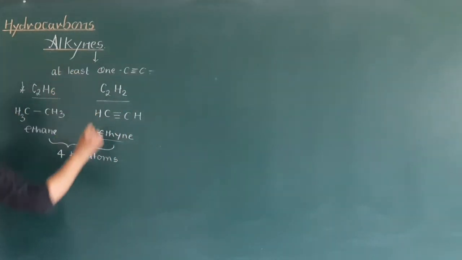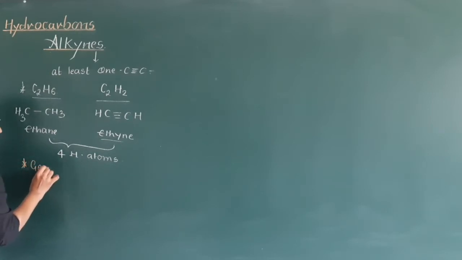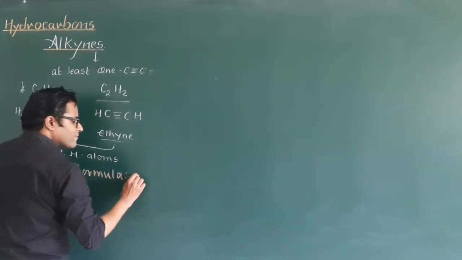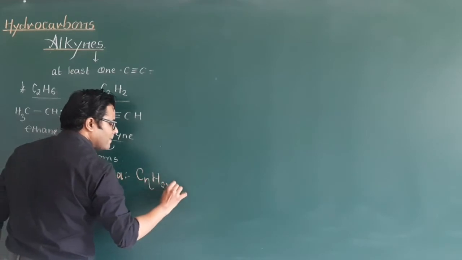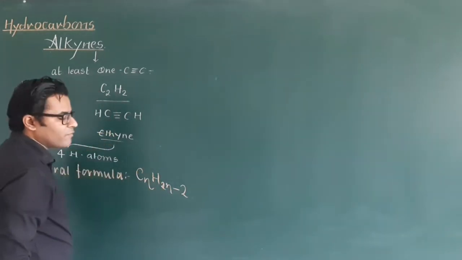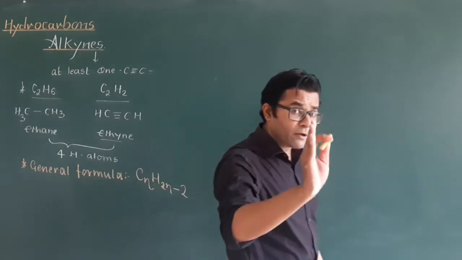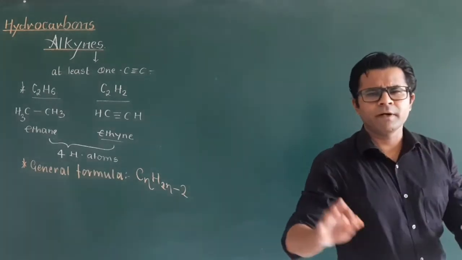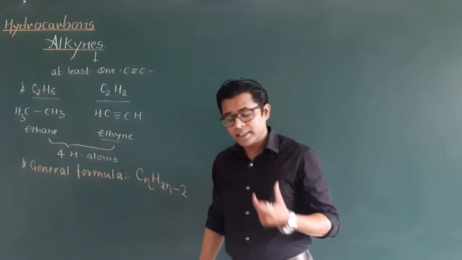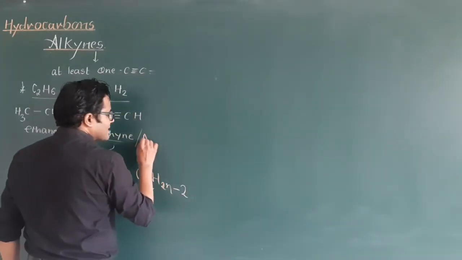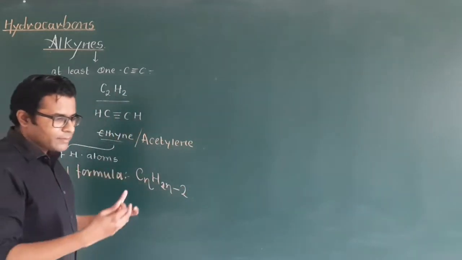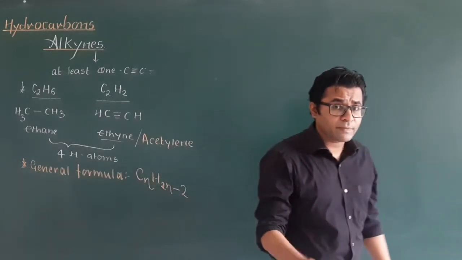Okay, so this takes us to its formula. The general formula of alkynes will be CnH2n minus 2, correct? So this is going to be the general formula of alkynes. Now, speaking about the first stable member of this entire series of alkynes, that is our ethyne. Ethyne has another name. It is also called acetylene. Acetylene is nothing more than ethyne, which contains a carbon-carbon triple bond.